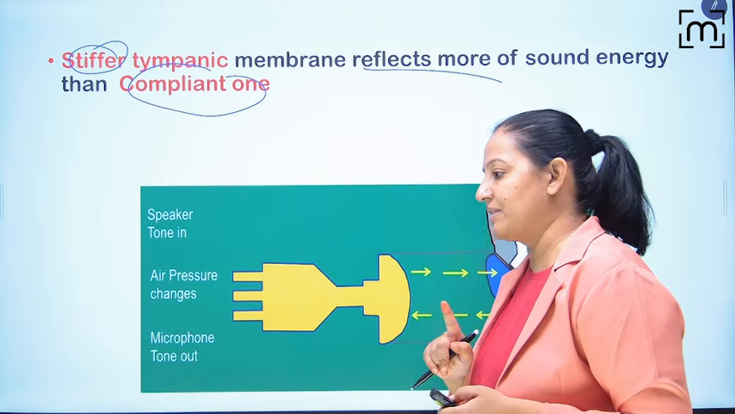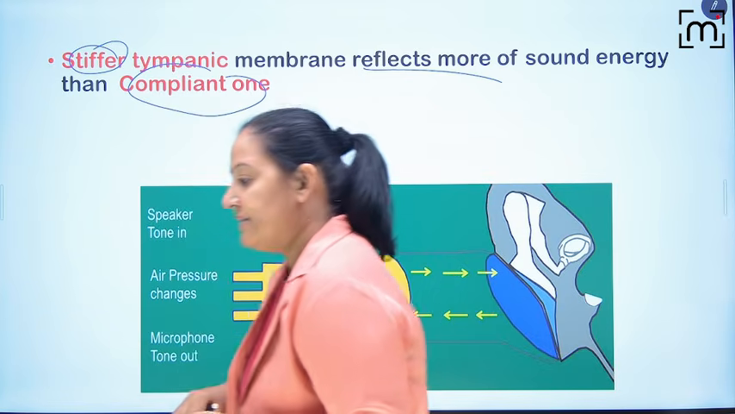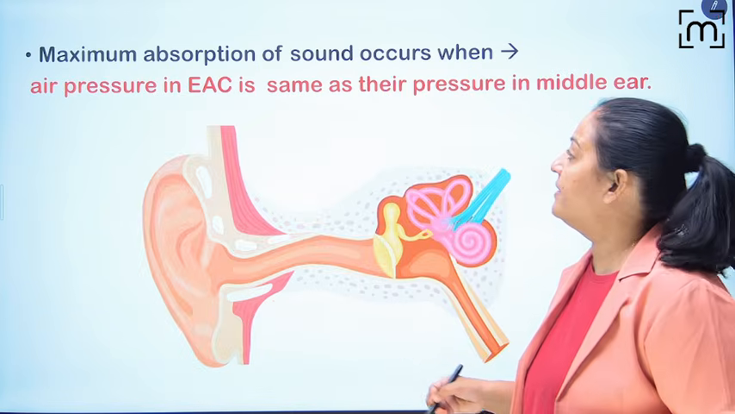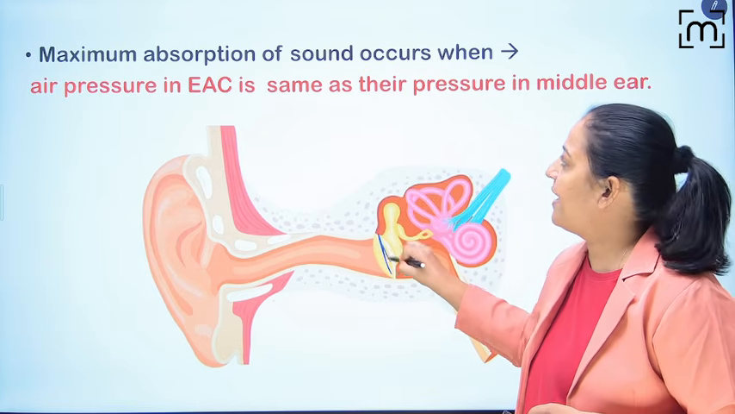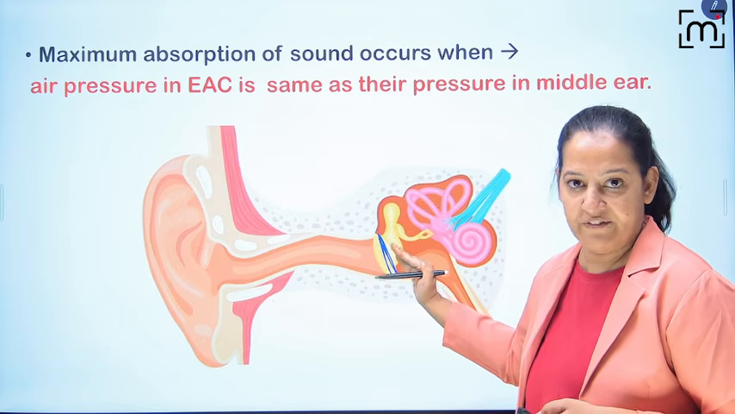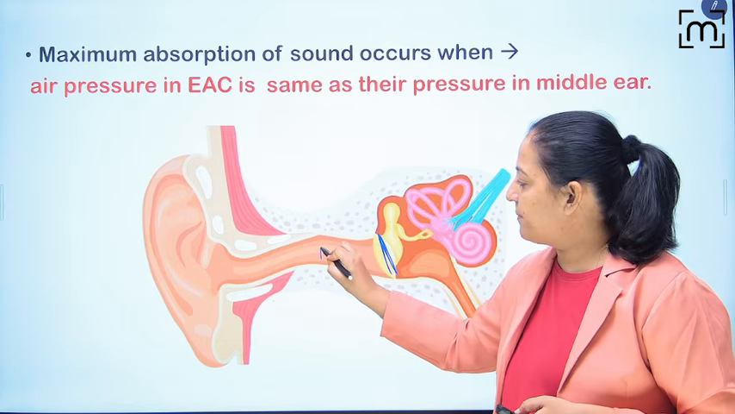Okay, this was the first principle. Now coming to the second principle: absorption. How much is absorbed? First thing, it depends on the stiffness. And second thing, it depends on the pressure in the EAC.